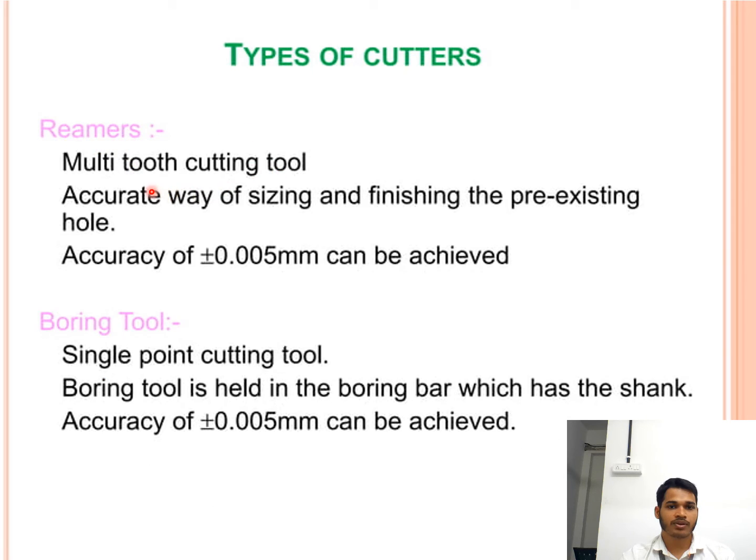Reamers are multi-tooth cutting tools, an accurate way of sizing and finishing a pre-existing hole. So by using these reamers we smooth the internal surface of the drilled hole. Next is the boring tool to enlarge the hole. It is a single point cutting tool. The boring tool is held in the boring bar, which has the shank, and generally we use this tool to enlarge the hole.